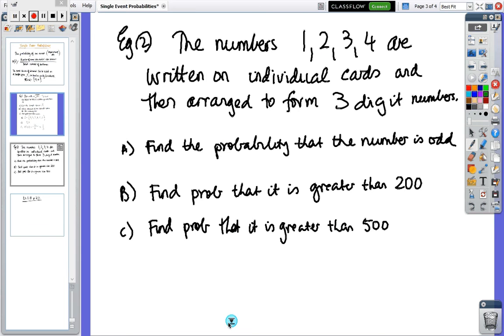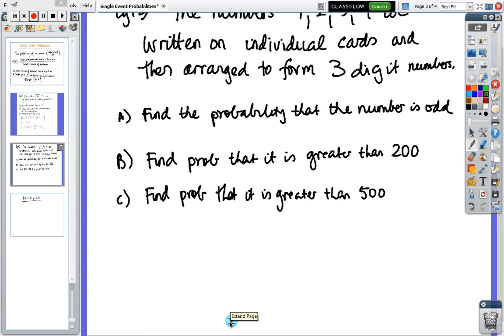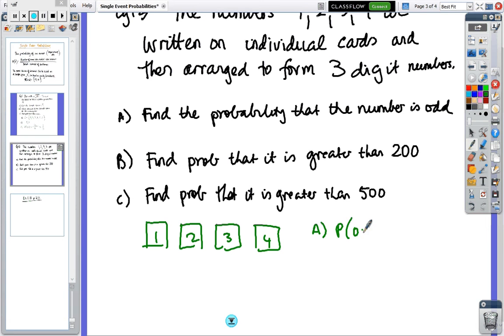Okay, so we've got 1, 2, 3, 4. So they're the numbers being written on the cards. So the probability that the number is odd, well, there are 1, 2, 3, 4. There are 4 numbers, so that's on the bottom. 2 of them are odd, so it's 2 chances out of 4. So the chance of being odd is a half.